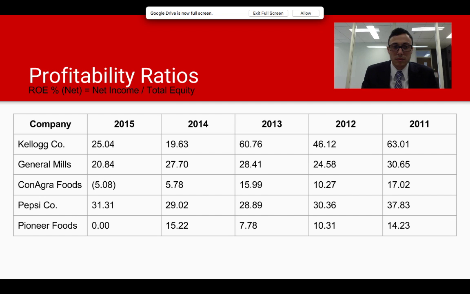And lastly, this is probably the highlight of the ratio analysis for Kellogg. When looking at their return on equity, they are turning their equity into income at a higher rate than their competitors for the most part, with the exception of PepsiCo in 2015, whose ratio is slightly higher than Kellogg Company's, and 2014 as well. Looking at General Mills and PepsiCo in 2011 through 2013, their ratio is much higher, and this is great for Kellogg Company.